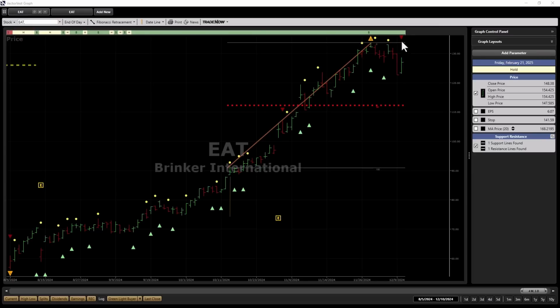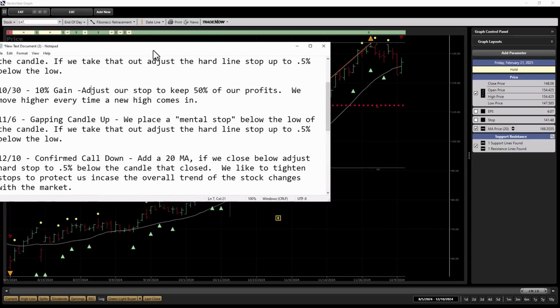When we get that confirmed call down, I am going to add a 20-period moving average to my graph. Okay? Now, that 20-period moving average, I'm going to watch for a close below it while this market remains in that confirmed call down until we get a next green light. We actually went up that day, in fact. Confirmed down, but the stock was actually up and closed above the moving average. All right?